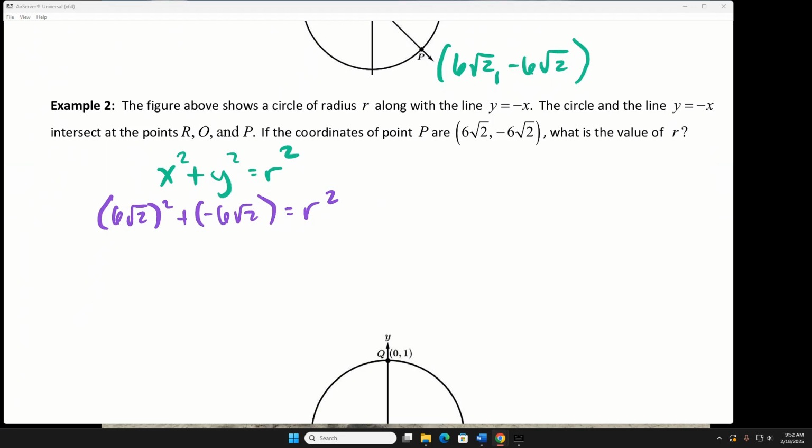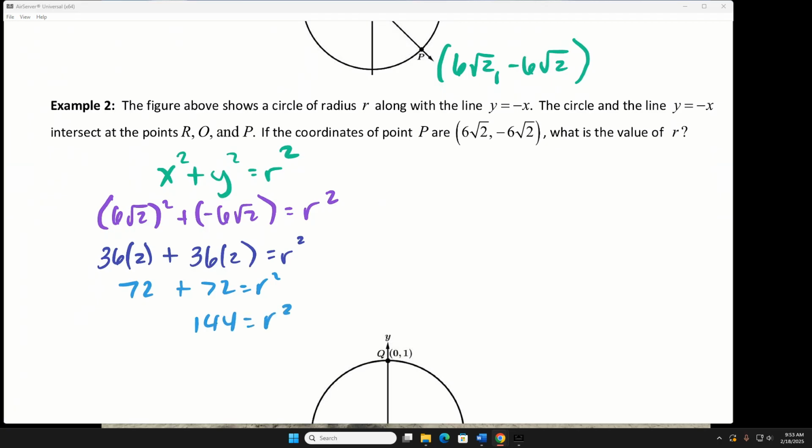When you square that, you do actually square the 6, which is 36. But what do you get when you square the square root of 2? That's just 2. Good. And the same thing here. We square negative 6, which is still 36, and you square the square root. This is something that you would be expected to do without a calculator. Can you double 36 in your head? And then when you add those, you get 144. So what's r? Just 12. Good.